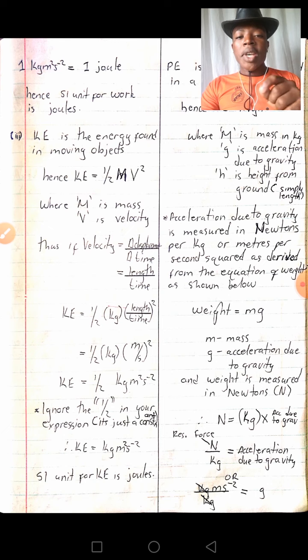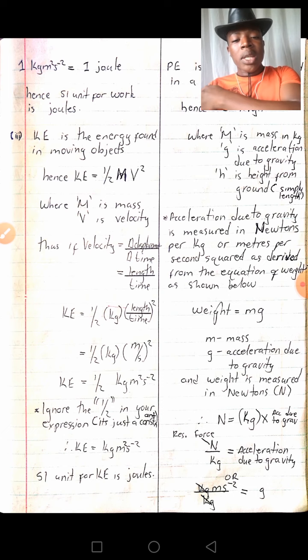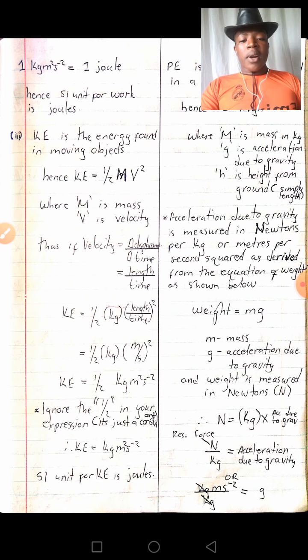Thus, if velocity is equal to rate of change in displacement, which is simply delta displacement over delta time, it means to say velocity is equal to length over time. But we have got mass. Mass is already a basic physical quantity, so we don't have to worry much. We say KE is equal to half kg length over time squared. You now put the SI units for length and time, we've put for mass already. So we are saying half kg multiplied by m over s squared. And finally, we've got half kg m squared s to the power of -2.